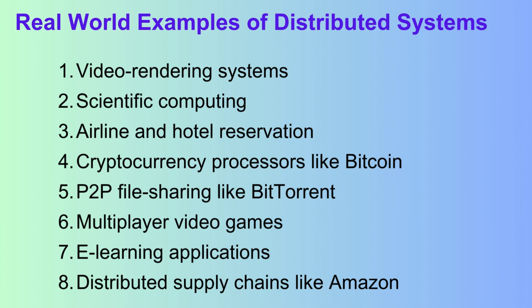And then we have multiplayer video games. In online multiplayer games, the game world and interactions between players are often managed by distributed systems. Different servers handle different aspects of the game, such as player movements, actions, and communication. It ensures smooth gameplay for all the game participants.